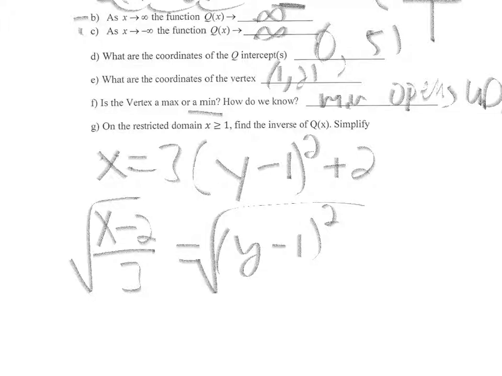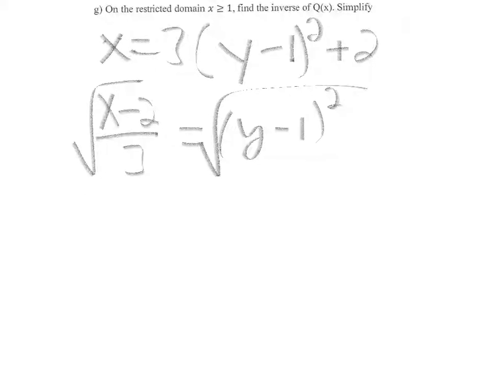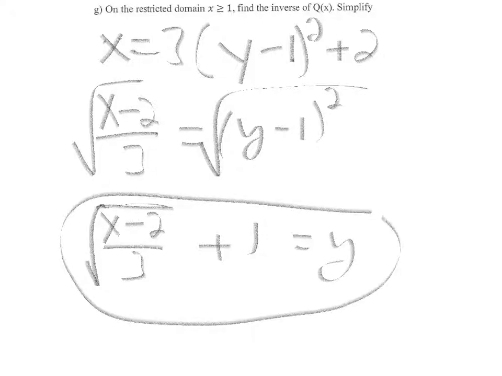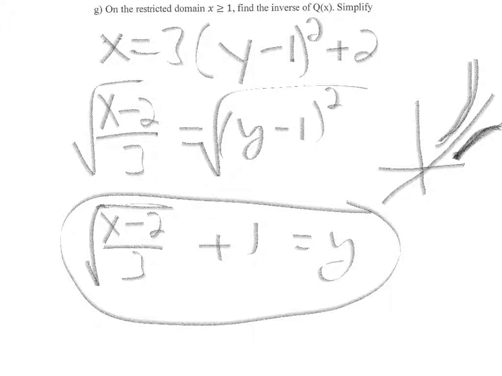And then I'm going to add the 1. So x minus 2 over 3, I'll take the square root of it, then I'll add 1. And that will be the inverse of this function on that restricted domain. I know I want the positive value because, let's see, if this is the positive part that we're doing, and we're switching x and y, that's going to just reflect around the line y equals x, and that's certainly a positive square root.